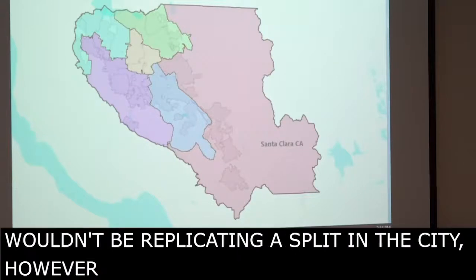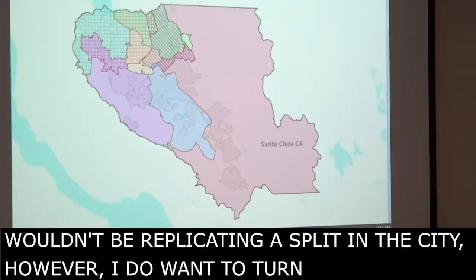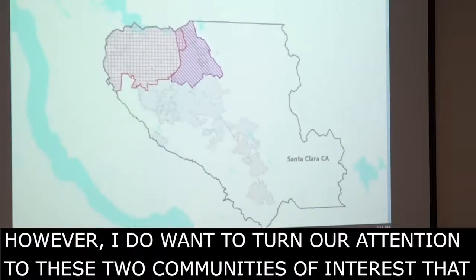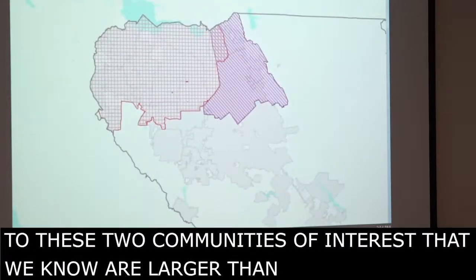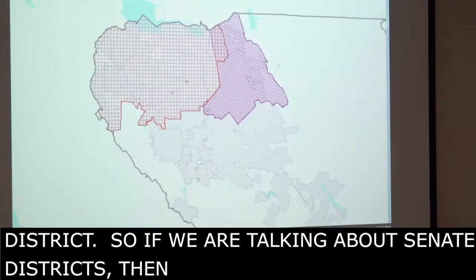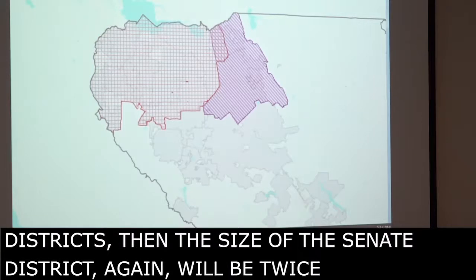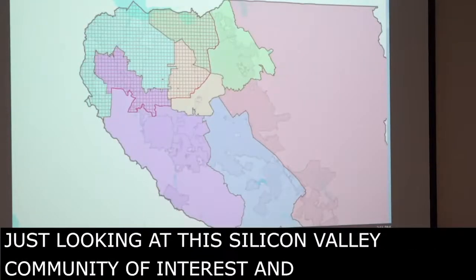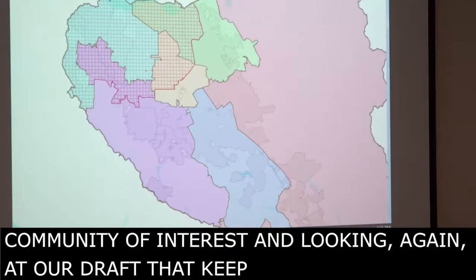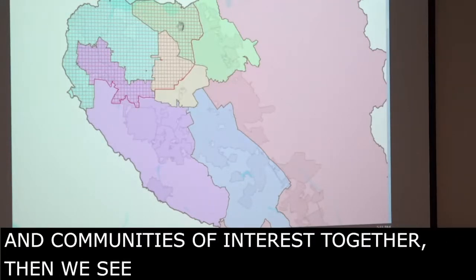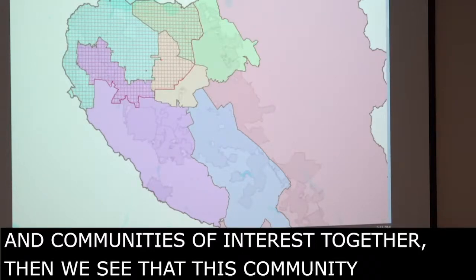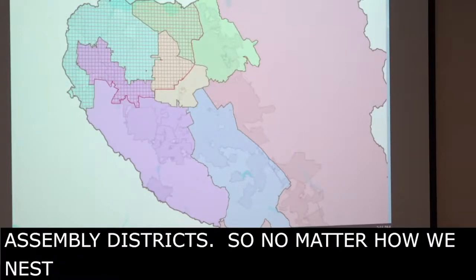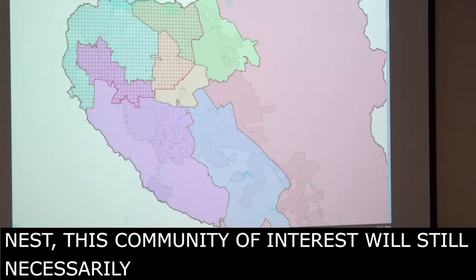However, I do want to turn our attention to these two communities of interest that we know are larger than an assembly district. If we're talking about Senate districts, then the size of the Senate district, again, will be twice as large as that of the assembly districts. If we are just looking at this Silicon Valley community of interest and looking again at our draft that keeps all of our cities and communities of interest together, then we see that this community of interest was split into 4 different assembly districts. So no matter how we nest, this community of interest will still necessarily be in at least 2 different Senate districts.